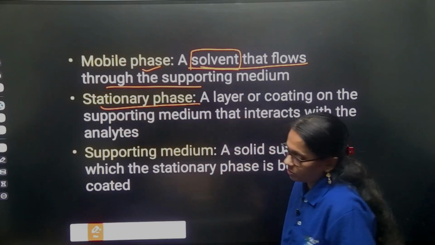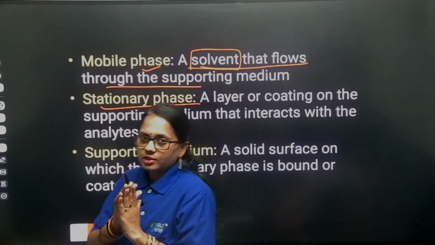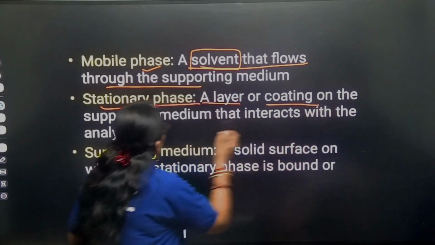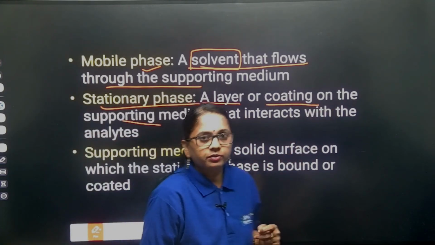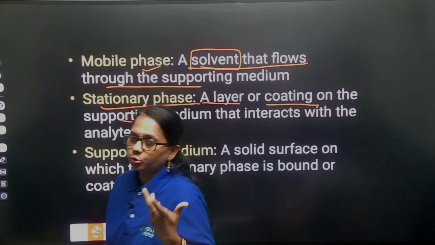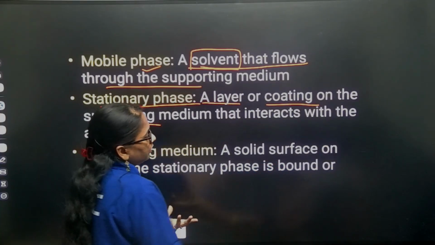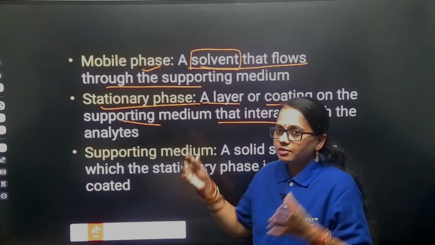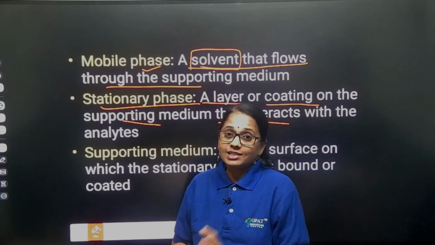And what is the stationary phase? A supporting medium will be there, and a layer or coating on this supporting medium, which is a solid, or sometimes a coating, meaning it could be a solution also. That interacts with the analytes, so that it retains those analytes. That is called the stationary phase.